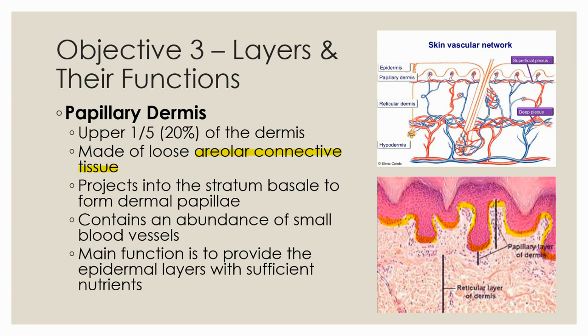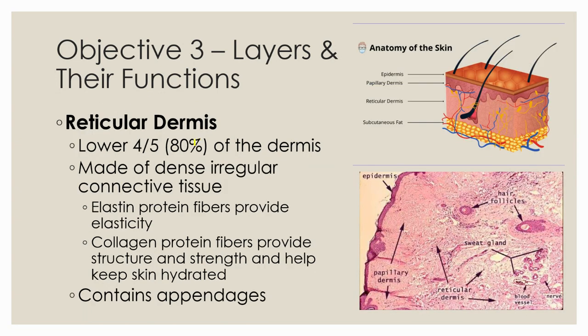Now within the papillary dermis, you're going to have lots of little blood vessels known as capillaries. This is where you have that nutrient exchange between the dermis and the epidermis. Its main function is to provide nutrients and oxygen to those epidermal layers above. And then the lower portion, about 80% of the dermis, is the reticular dermis, and this is where you're going to have the dense irregular connective tissue. You're going to have lots of fibers like elastin and collagen, which provide elasticity and strength, and the collagen actually binds water, so it helps keep the skin hydrated as well. This is also where you'll find most of the skin appendages like the hair follicles and the glands, the oil glands and sweat glands.